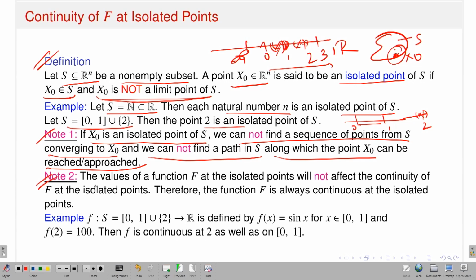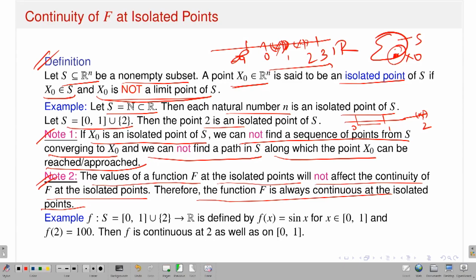Note 2 says that the values of the function capital F at the isolated point will not affect the continuity of f at the isolated points. Therefore, the function capital F is always continuous at the isolated points. Note 1 says that if I want to talk about the continuity of f at some isolated point, use the sequential criterion. Think about any sequence that converges to x naught, consider the image sequence; it should converge to the value f of x naught. That is the meaning of continuity, right.